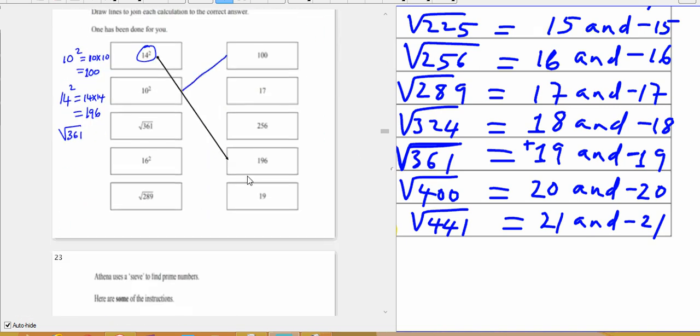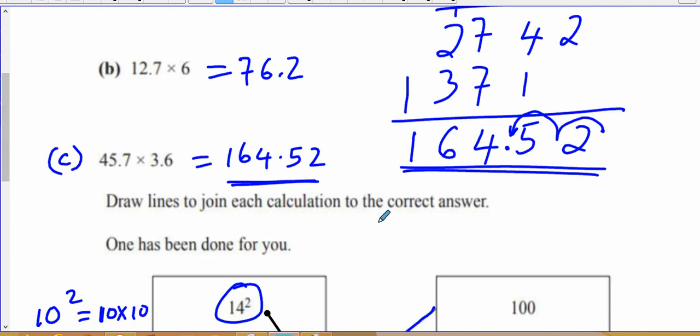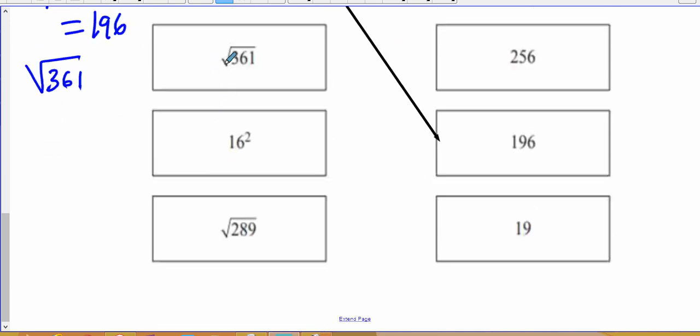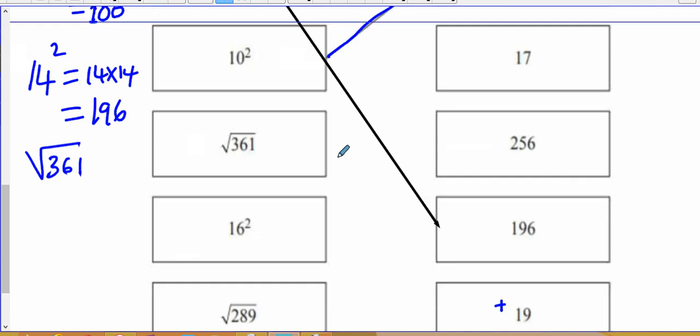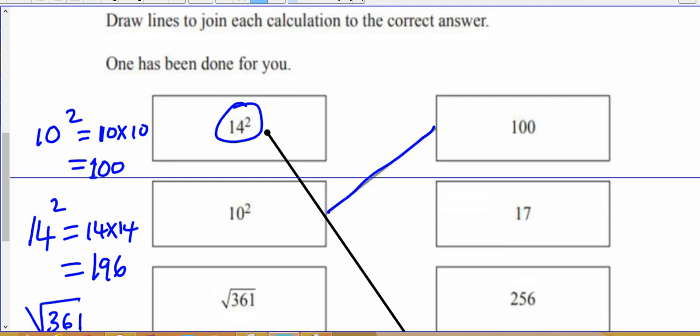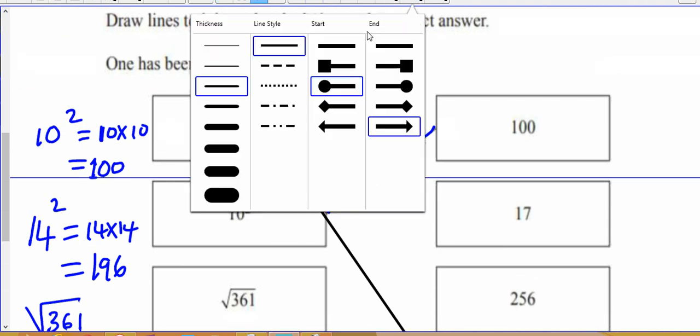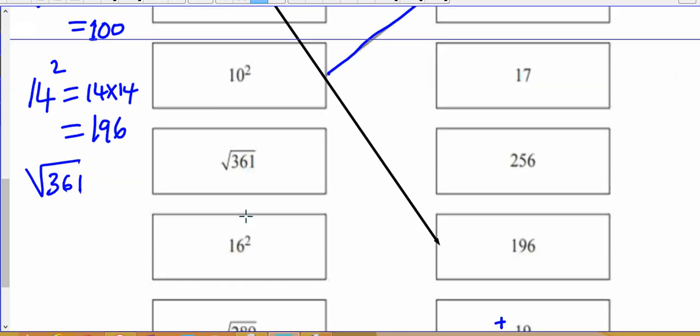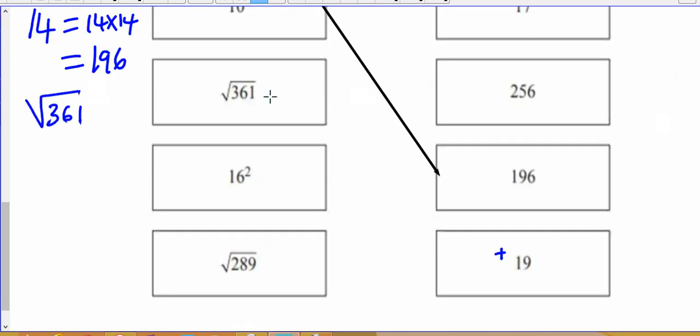One is a positive number, another one is a negative number, but they have the same magnitude. Okay, now let us go back here. Square root of 361 is equal to 19 and negative 19, but here we have 19, which is positive, so it doesn't matter. Because we are told to match exactly, what we are going to do is match them like so. 361 matches with that.